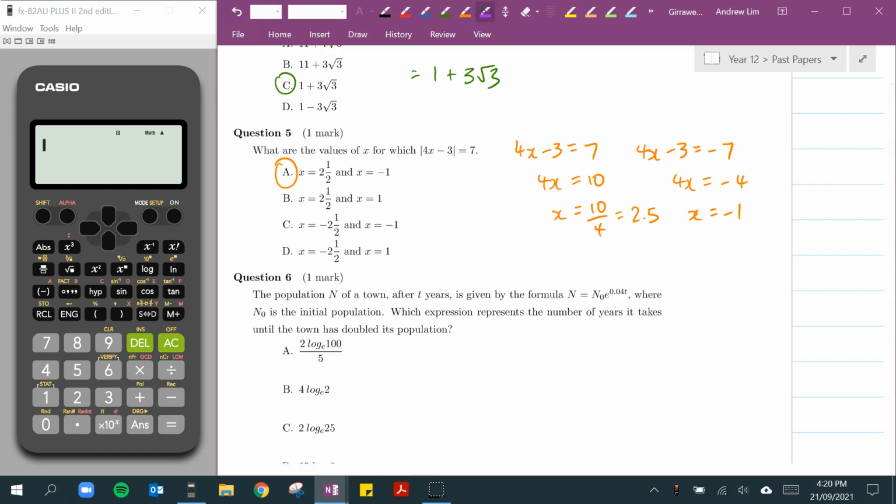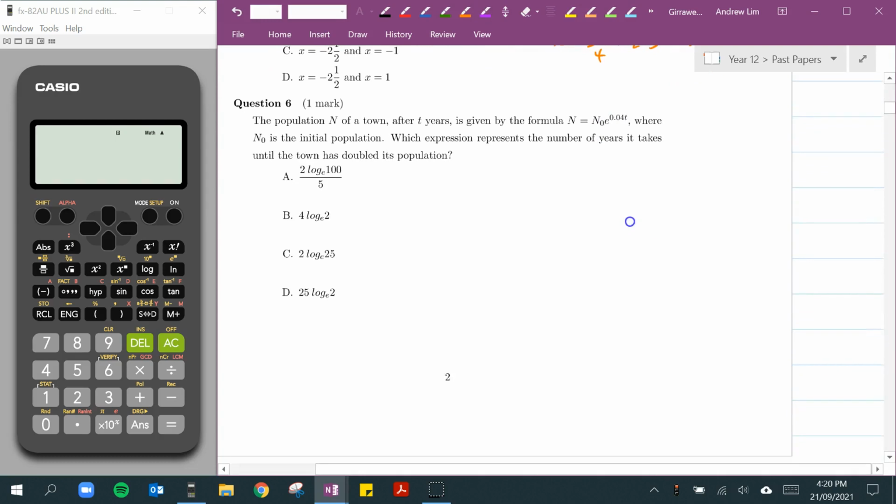Question 6. The population n of a town after t years is given by the formula n is equal to n0 e to the 0.04t, where n0 is the initial population. Which expression represents the number of years it takes until the town has doubled its population? Okay, so I might just give a random number for n0. So I could say n0 equal to 100. So if we want it to double, that means n has to be 200.